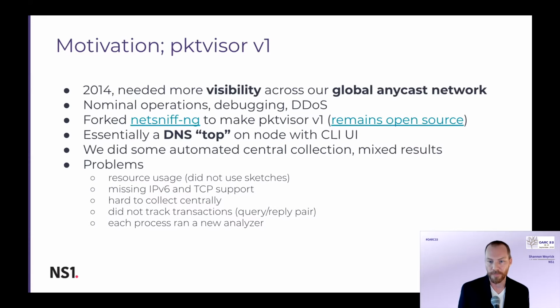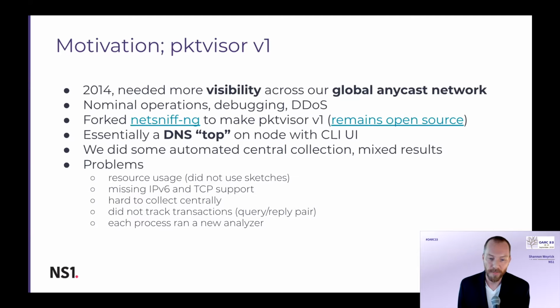The first version we made was pretty much just bolting on DNS functionality to this tool. And it did provide this terminal DNS top-like functionality with some of the information that we talked about. It remains open source. You can find it on the NS1 page if you're interested. It was mostly used on node. We did set it up to do some central collection, but it wasn't the easiest to do. It wasn't made for that, and trying to collect the information coming out of it was hard, all right? So that was one thing that we wanted to correct.